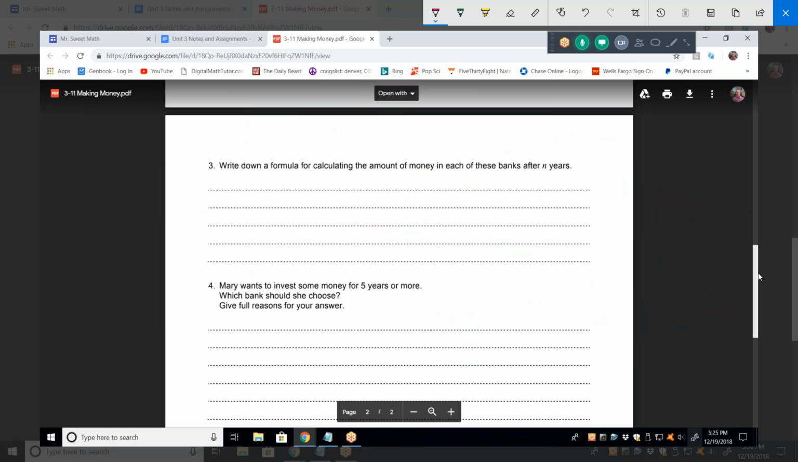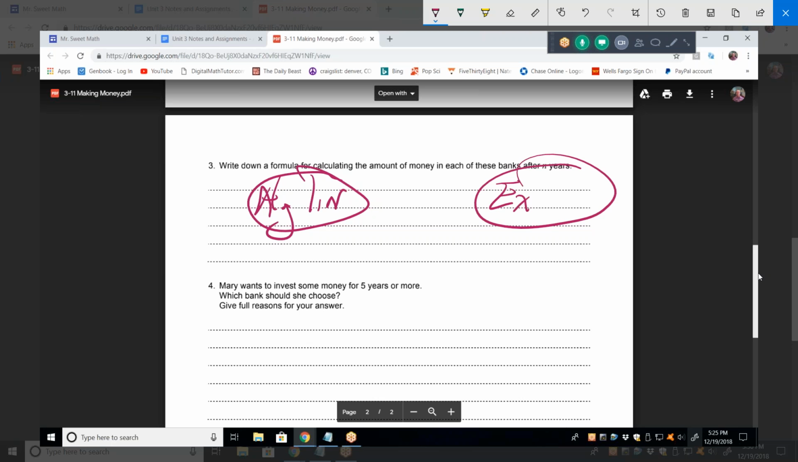So the one on the left was an algebraic linear equation, and this was an exponential equation. And we listed both of them. Okay, Mary wants to invest some money for 5 years or more. Which bank should she choose? Give full reasons for your answer. Well, assuming our numbers were correct, if she invested for exactly 5 years, she'd have been better off with the first bank, paying 10%.